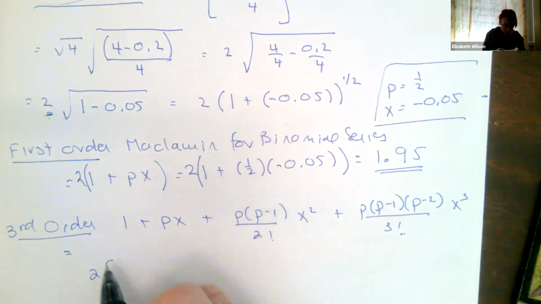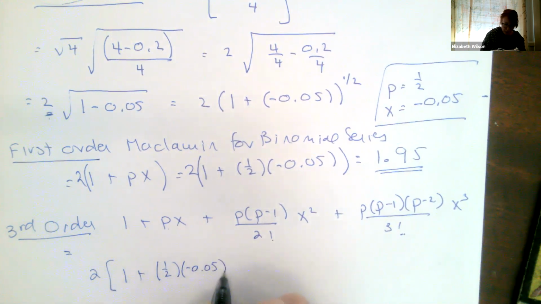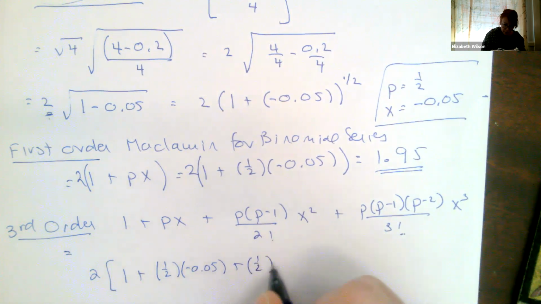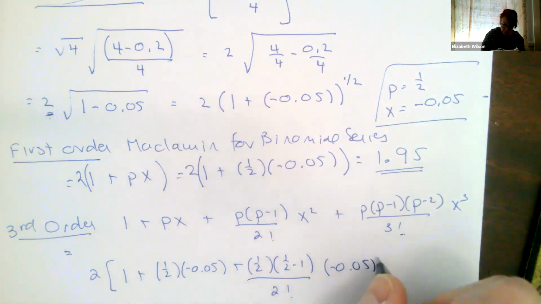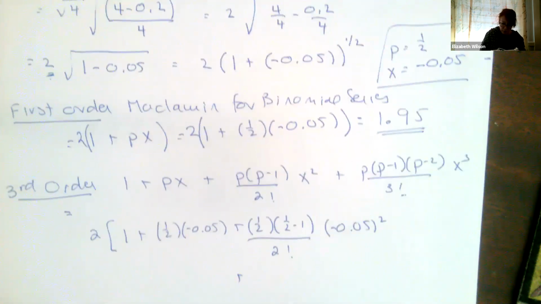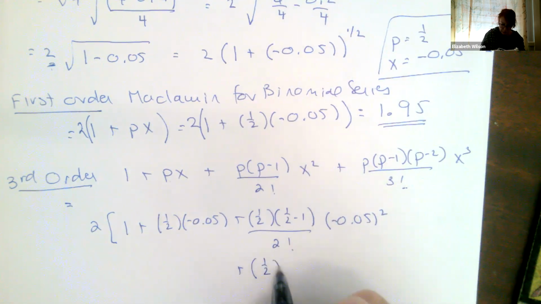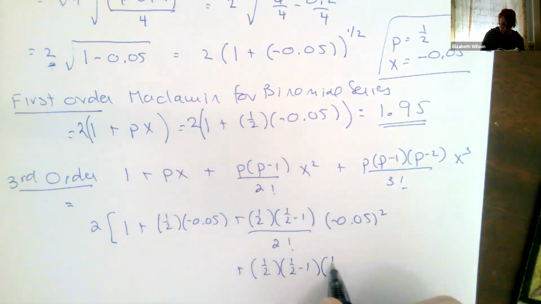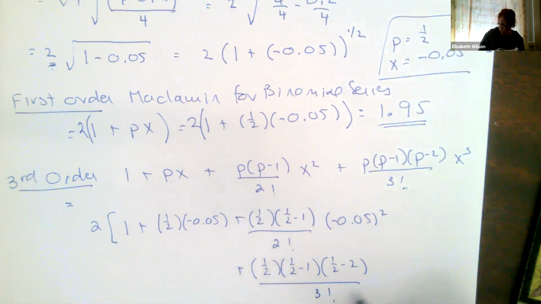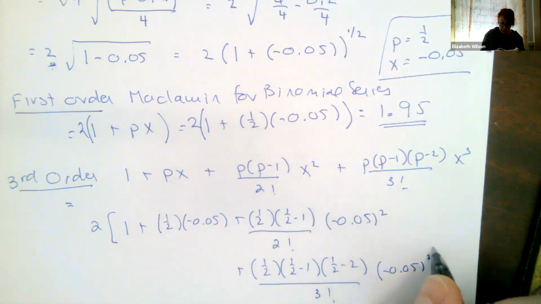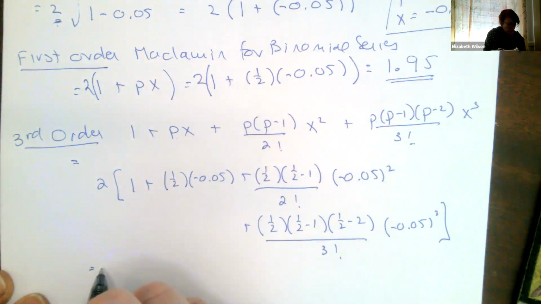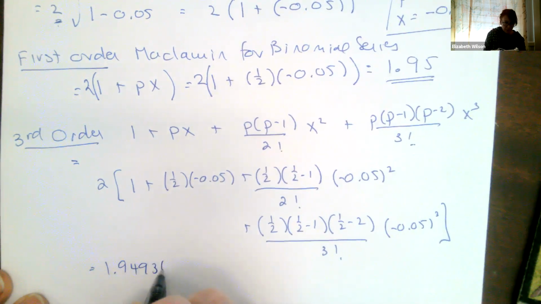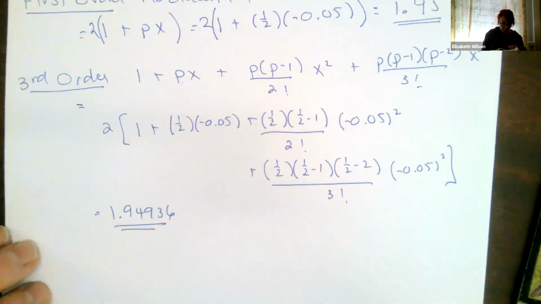for x. So this goes 1 plus 1/2 times minus 0.05, plus 1/2 times (1/2 minus 1) over 2 factorial times minus 0.05 squared, plus, you can fill out this part here, 1/2 times (1/2 minus 1) times (1/2 minus 2) over 3 factorial times minus 0.05 cubed. Don't forget to multiply it by 2 at the end. And when we're done, I got 1.94936.